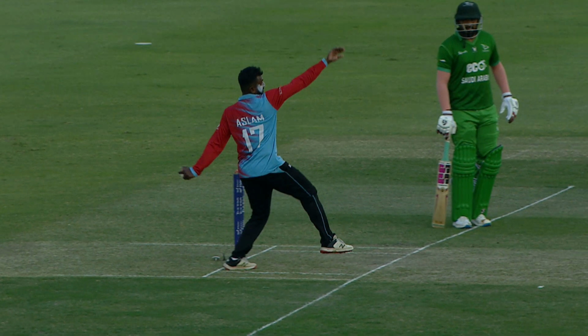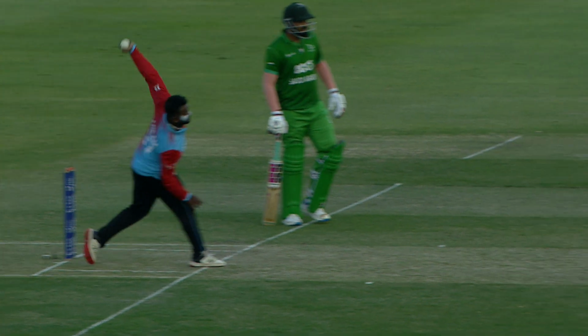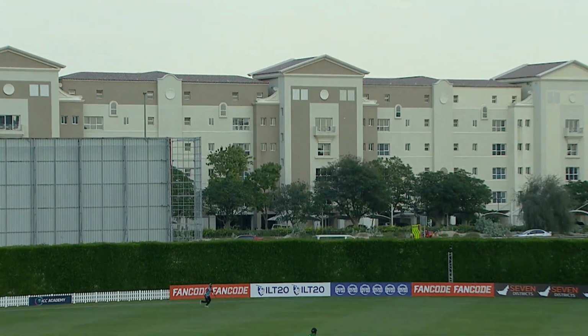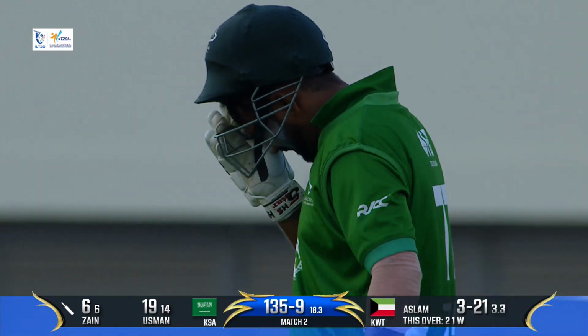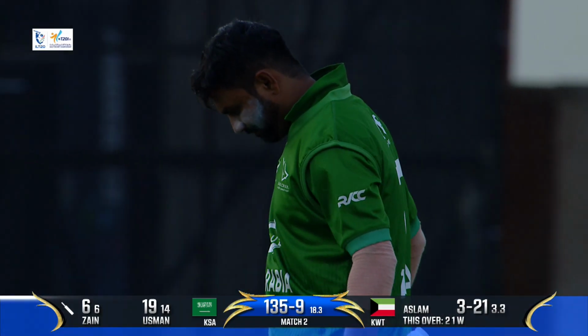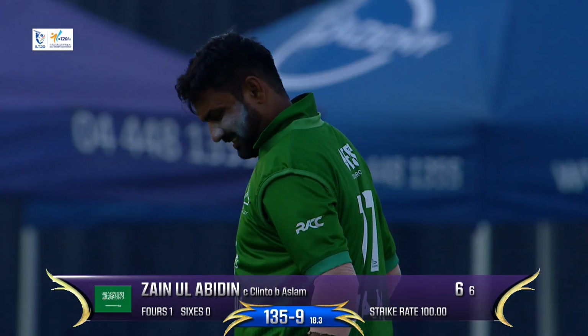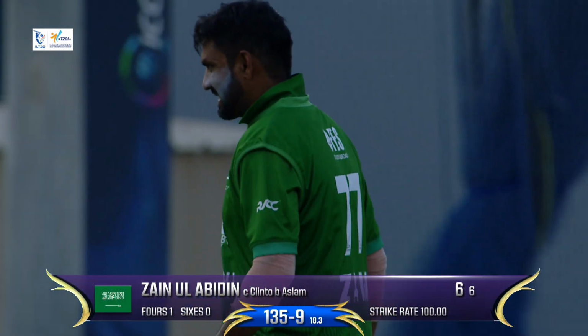Targeting that longer part of the boundary towards cow corner. What a day he is having with the ball. Slow in the air. The length has been key throughout this spell for Aslam, and a good catch taken by the fielder in the deep. The partnership comes to an end. Then the ninth wicket falling for Saudi Arabia, adding 6 off 6 balls, 135 for the loss of 9.